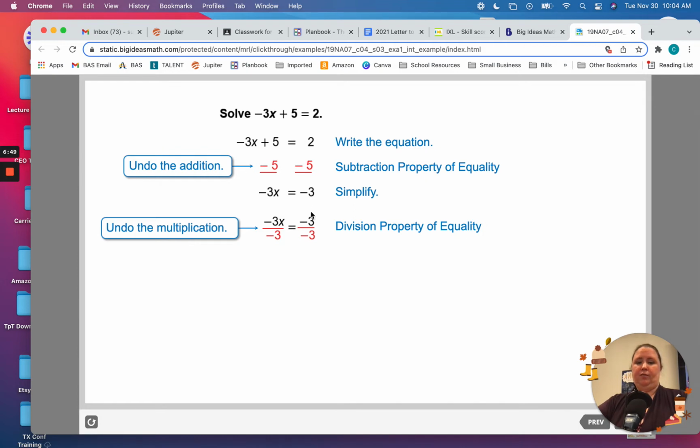What is negative 3 divided by negative 3 on the right? 1. We're not subtracting, we're dividing. Negative divided by a negative is a positive. 3 divided by 3 is just 1. Okay. So then x equals 1. Have I solved for x? Yes, ma'am.